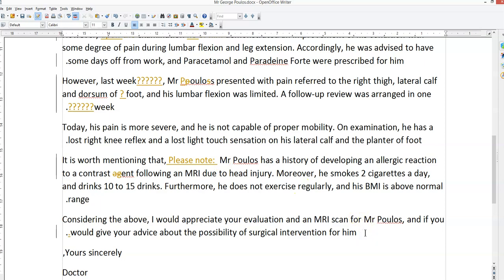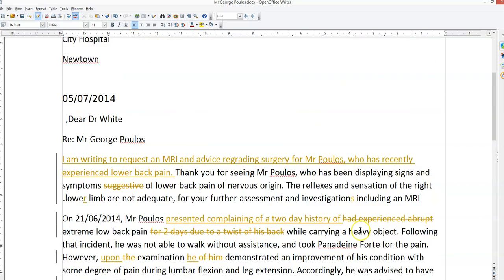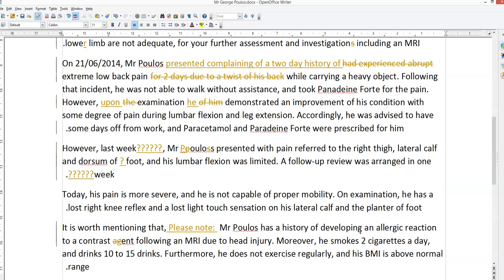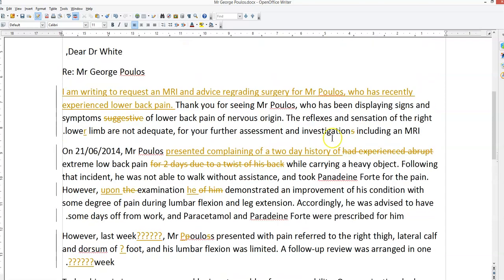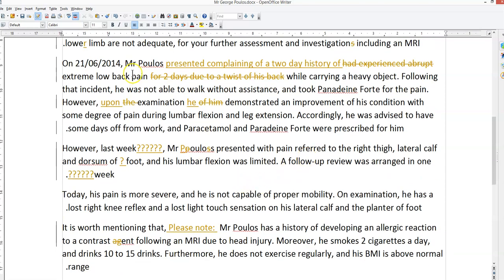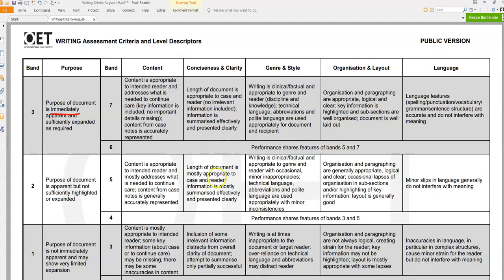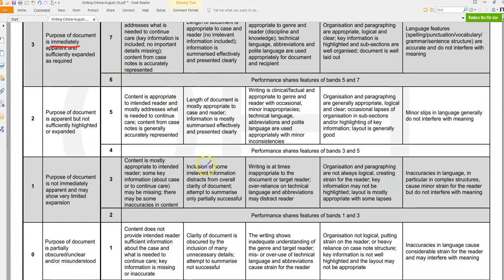Please note, Mr. Paulus has an allergy to a contrast agent which he discovered following a previous MRI. Okay, and that would be fine. So we've got a bit of grammar, not so much. This is a little better in terms of structure. That purpose needs some work. So you could probably scrape a B with that.